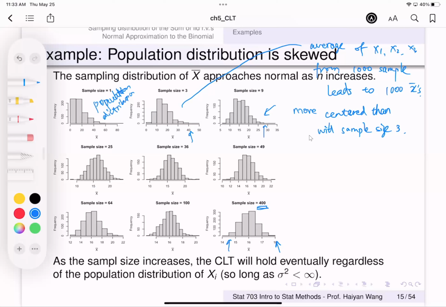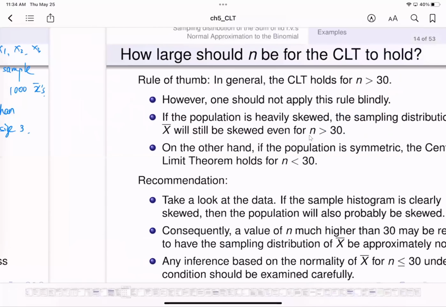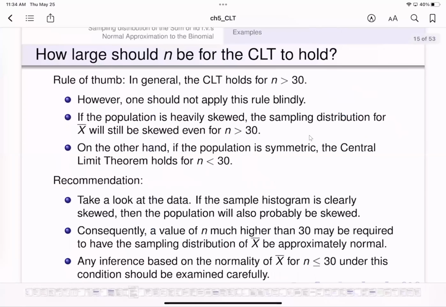So this basically shows the same thing that we mentioned earlier. As the sample size increases, the sampling distribution of X bar will become more and more symmetric and centered around its mean, the mean of the population. Okay, so this is the central limit theorem, just showing you with the simulation.